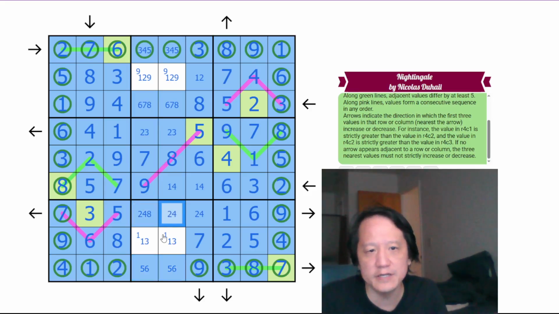8 eliminates 8 here, so where is 8 in row 7? It must be here. No 7 or 8 here, it's 6. And no 6 or 8 here, it's 7. 3 eliminates 3 in the rest of the row.